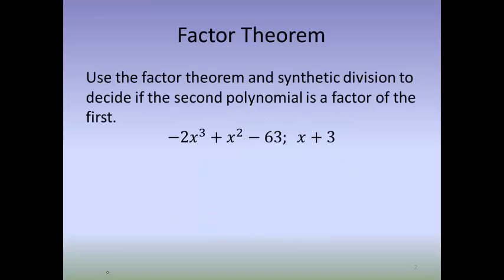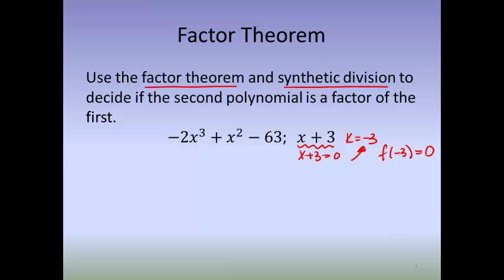All right, the first one's a little bit of a review. It's still using the factor and remainder theorem and synthetic division. So we're still going to ask the question, is the second polynomial a factor of the first? This is when we use synthetic division for k equals -3, because we get that when we set this equal to 0. So we say when k equals -3, is f of -3 equal to 0.